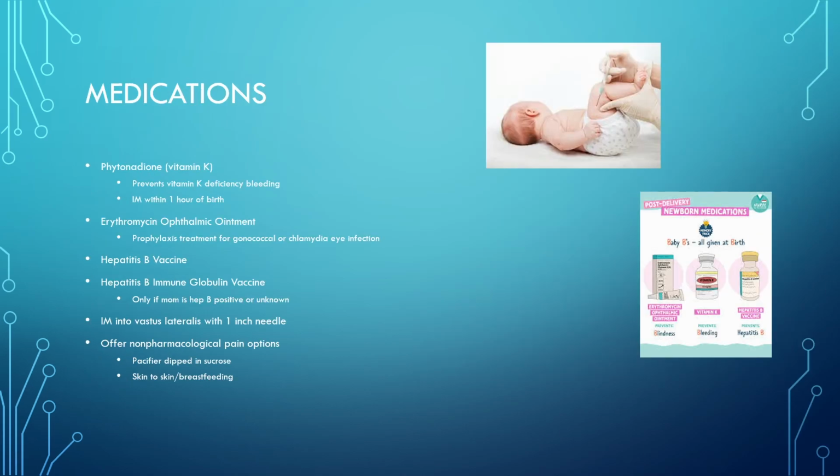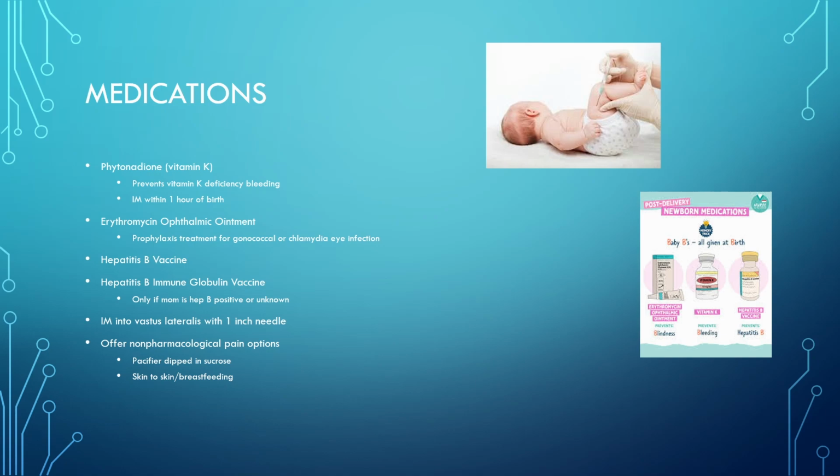Other medications that are given for our newborns. So we have the vitamin K, phytonadione. This is an IM shot, should be given within the first hour of birth. This prevents vitamin K deficiency bleeding, so it helps prevent them from hemorrhaging. It's very important, before we would do a circumcision, to make sure that babies have had their vitamin K shot.